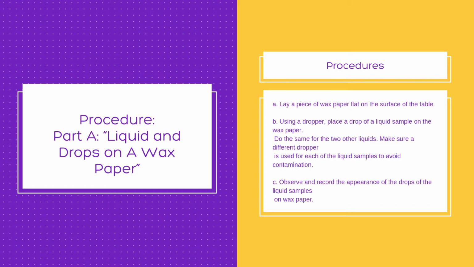Procedure: lay a piece of wax paper flat on the table. Using a dropper, place a drop of liquid sample on the wax paper. Do the same for the other 2 liquids. Make sure a different dropper is used for each of the liquid samples to avoid contamination. Observe and record the appearance of the drops of the sample on wax paper.